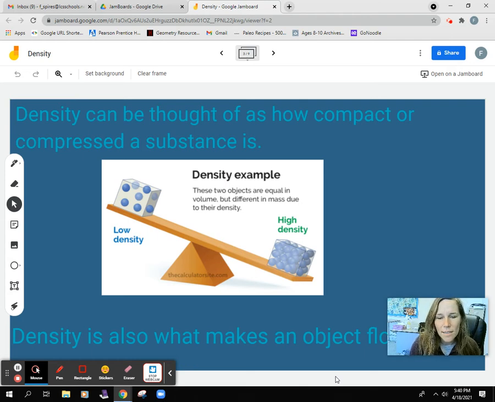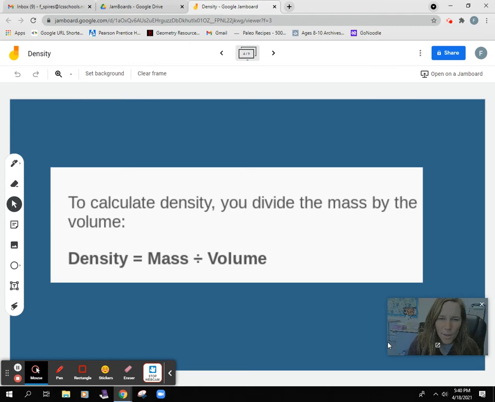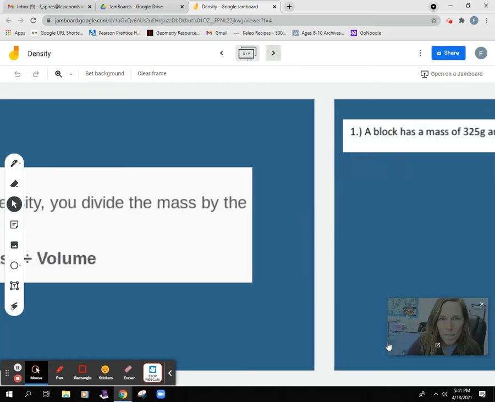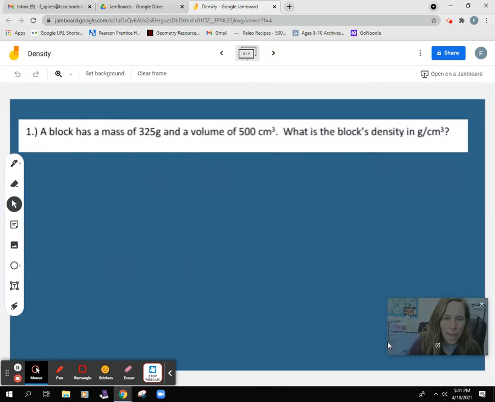Density is also what makes an object float. Something heavier like lead would sink to the bottom, whereas something like a feather that has air pockets in it would rise to the top. So to calculate density, you divide mass by volume. And I know you're thinking, oh gosh, that's just one more formula to memorize. But on the AIR test, it's kind of nice.